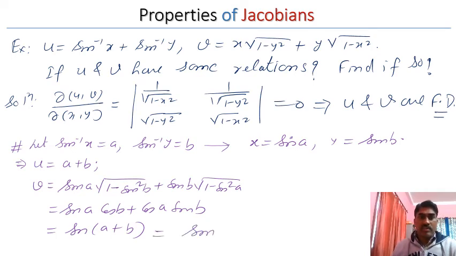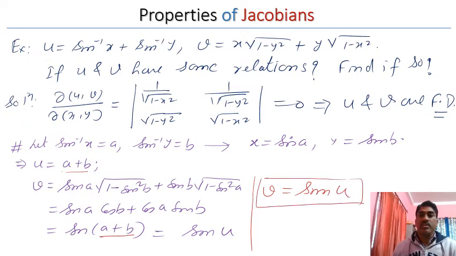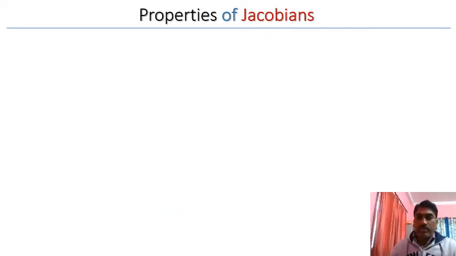This is sine u. Why? Because a plus b is u. So this is sine u. So what we got is v is equal to sine u. So this is the relationship between u and v. Finally, we will take one more example.